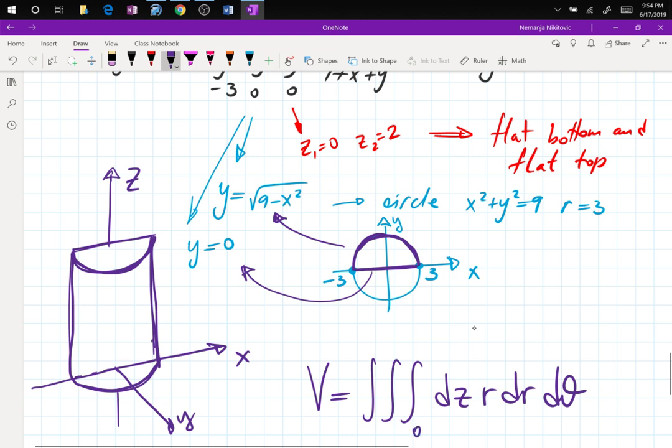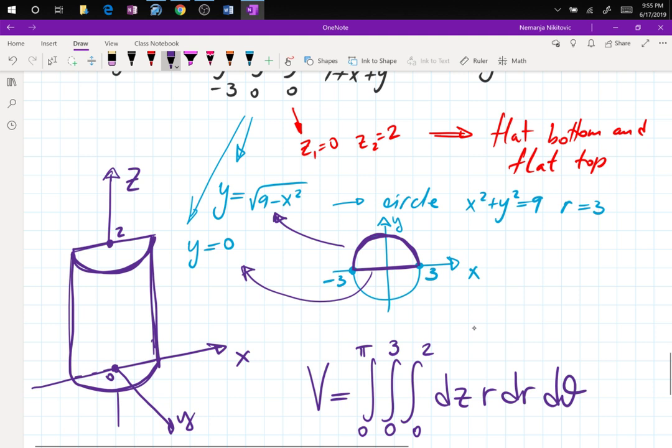Z is clearly 0 to 2. It's a flat top, flat bottom, so this is a 2. That's a 0 on the bottom. Radius is 0 to 3. And this time, if you look at the angle, it is 0 to pi, not to 2 pi. It's to pi.